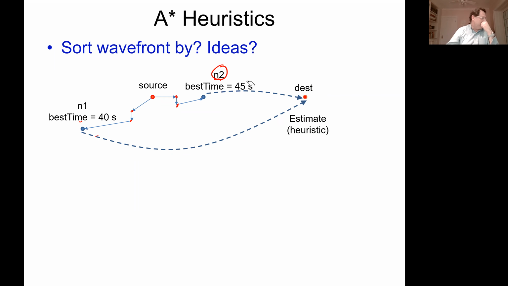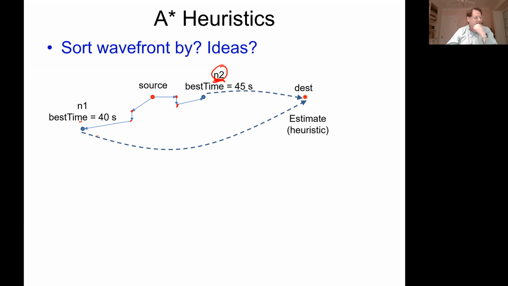So how can we do that? What can we do? We're going to change how we sort our wavefront. Okay, so we want to look at N2 next. What could we do to make that happen? So any ideas? If you've got any ideas, just unmute yourself or type them in the chat.